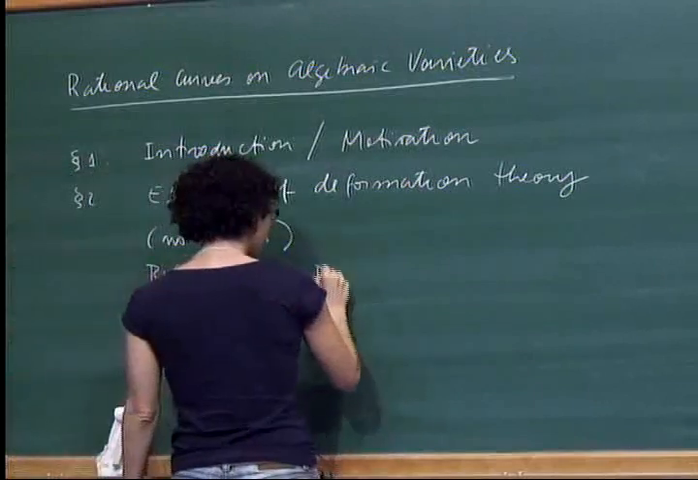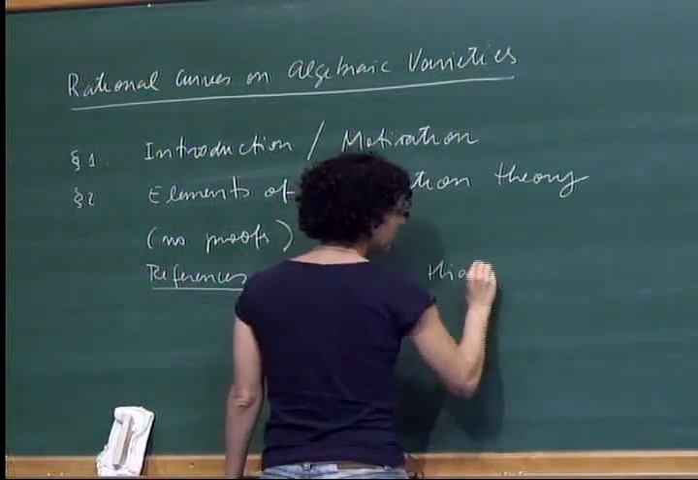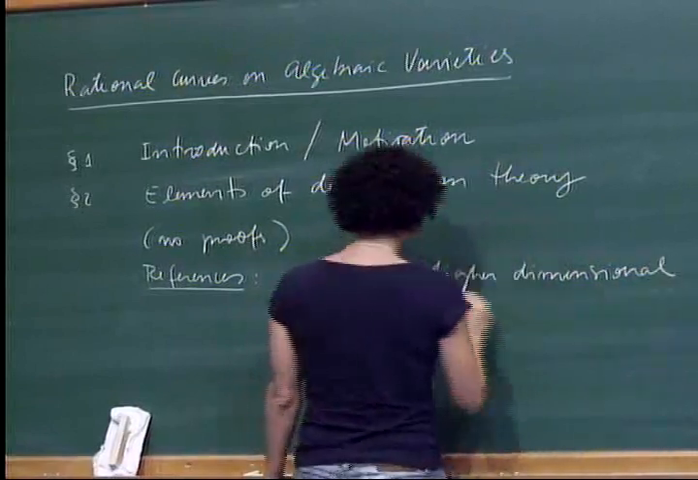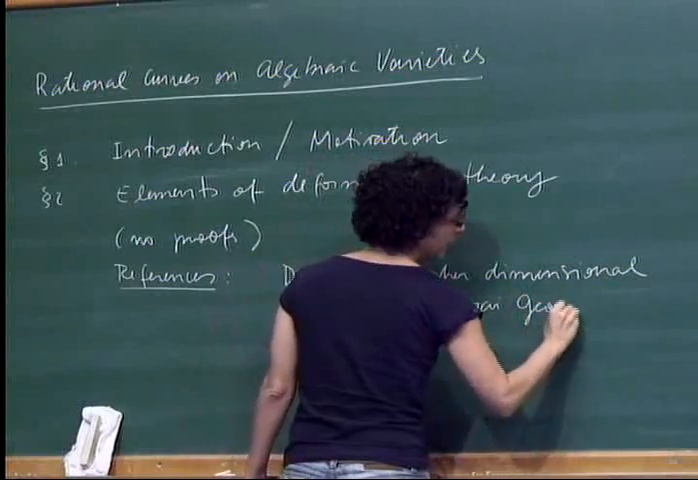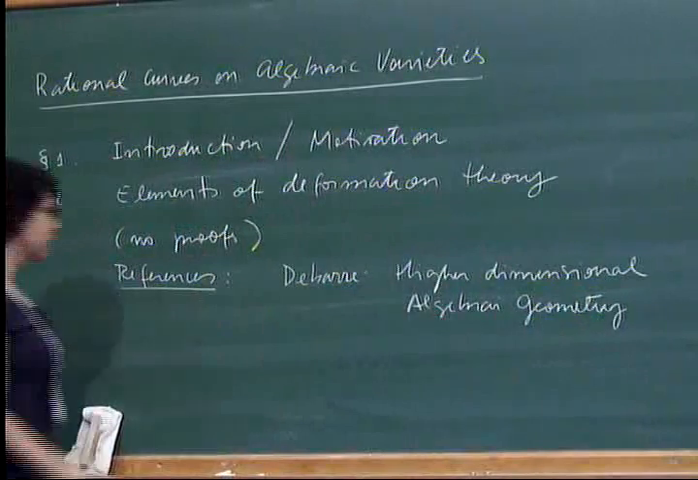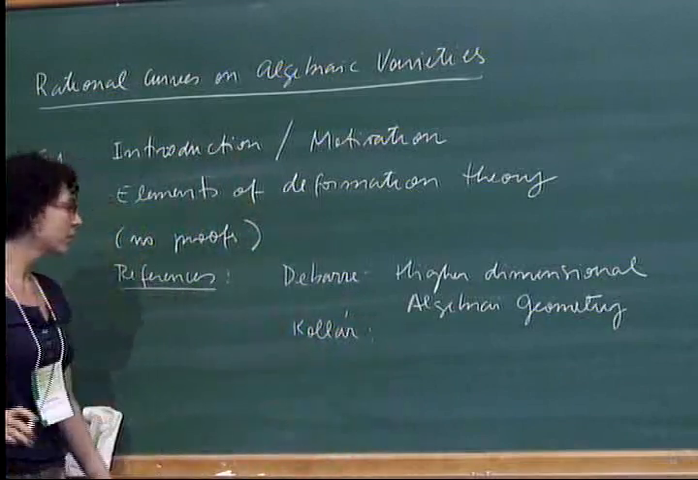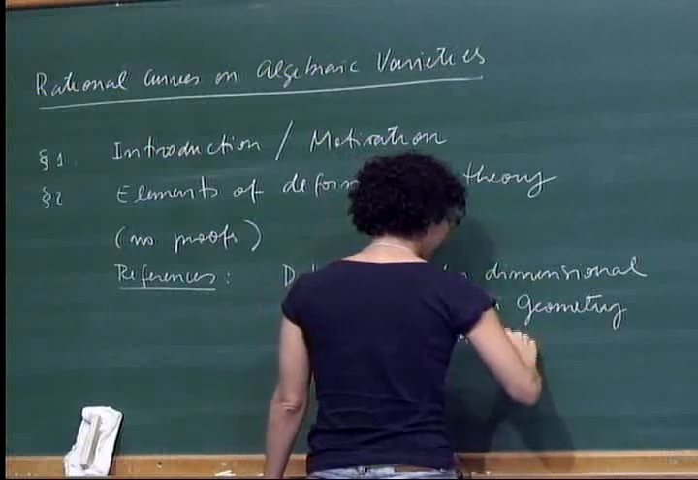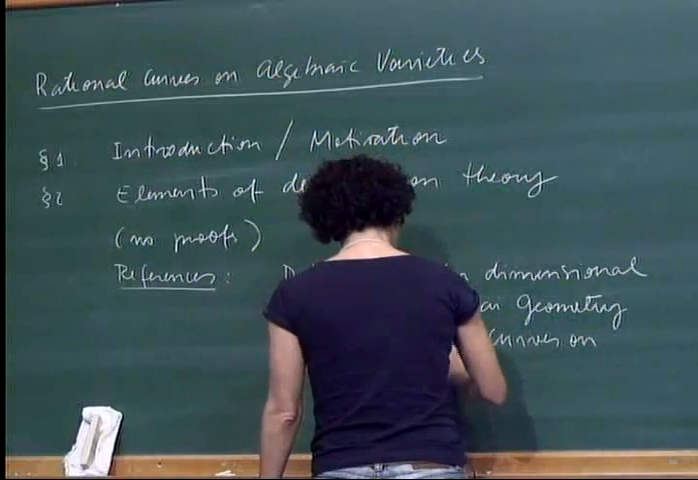There is an introductory book by Debarre, Higher Dimensional Algebraic Geometry, that provides a very nice introduction to the subject. And then there is a more technical and complete book by Kollár, which is Rational Curves on Algebraic Varieties.